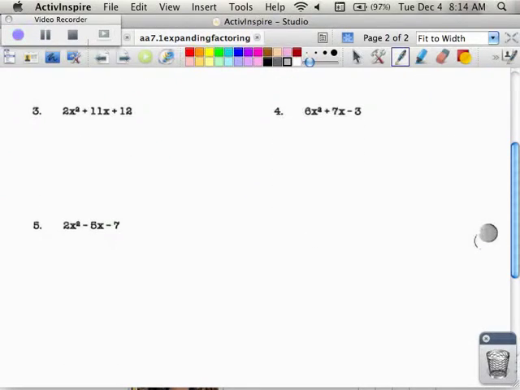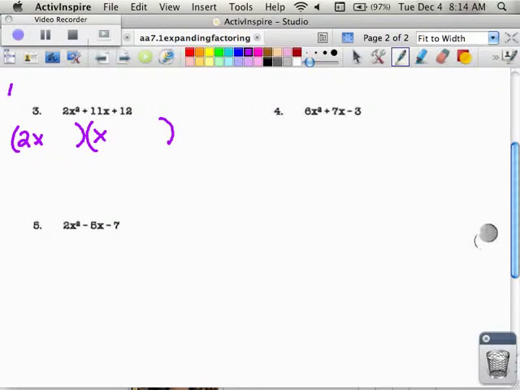Number 3, I look at and I say, oh, look, no common factors again. So in number 3, as I try to work with this one, I will write down 2 parentheses, and I will put down a 2x and an x. The reason I'm doing that is because the 2x times x produces 2x squared.